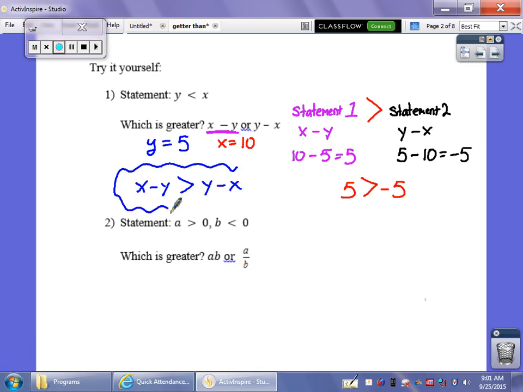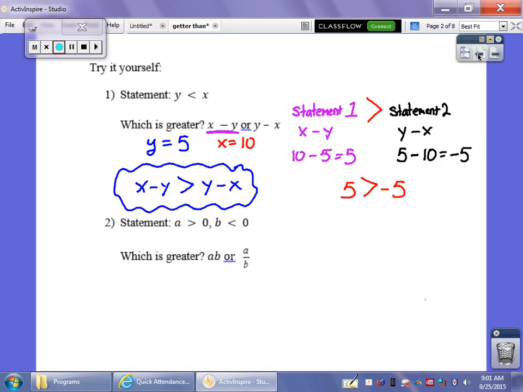And this is my reasoning. Because if y is 5 and x is 10, you're going to get this statement is correct. And you could use it for other numbers. You could have selected 2 and 16, or -4 and 3. So any values that you select for them, it will work.